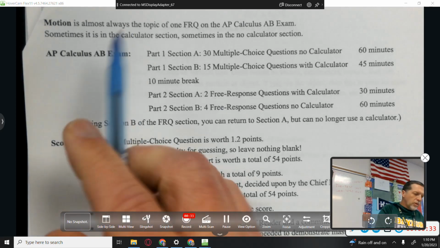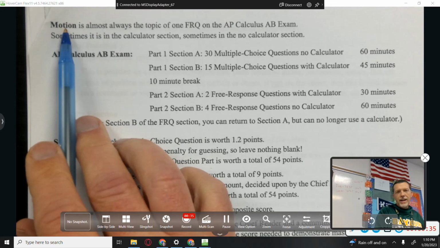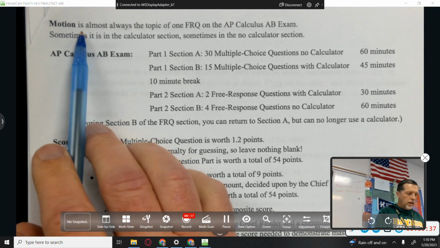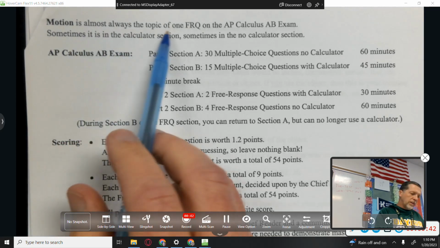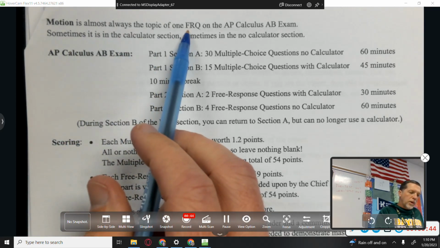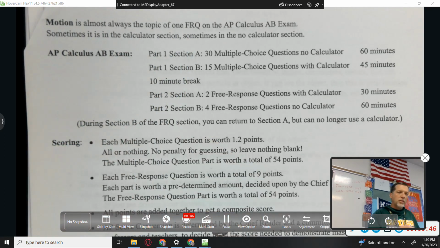And the reason we throw it in here is, well, one is we already kind of know about motion, so we have time to do it. The second reason is motion is almost always the topic of one of the free response questions. And there are only 6 free response questions on the AP exam, only. And you get 90 minutes for the 6 free response questions. So that's 15 minutes each.